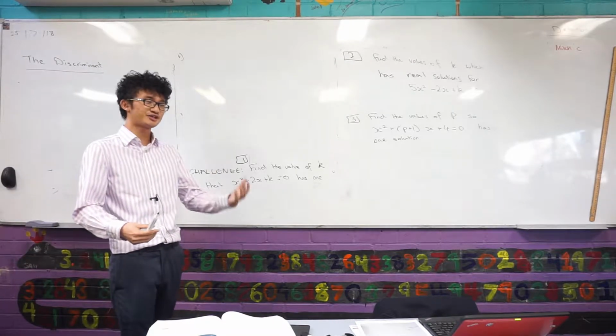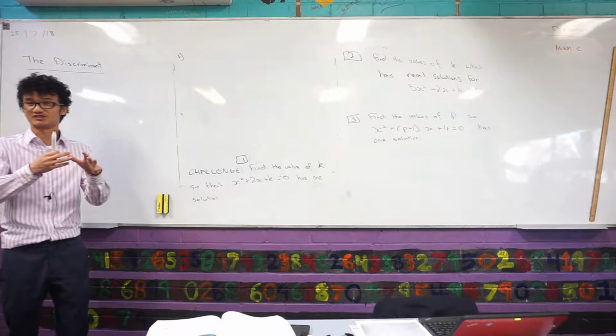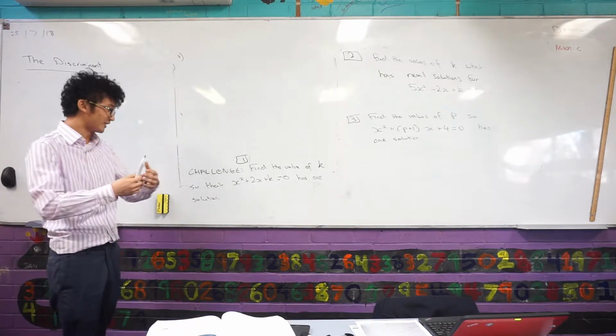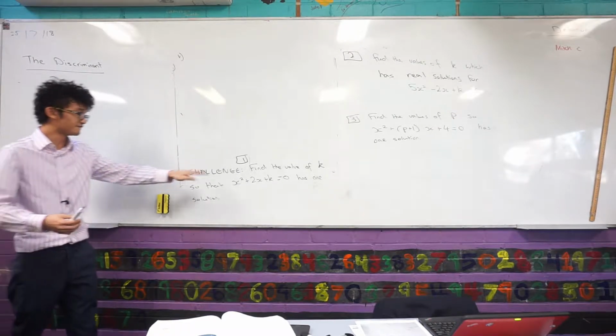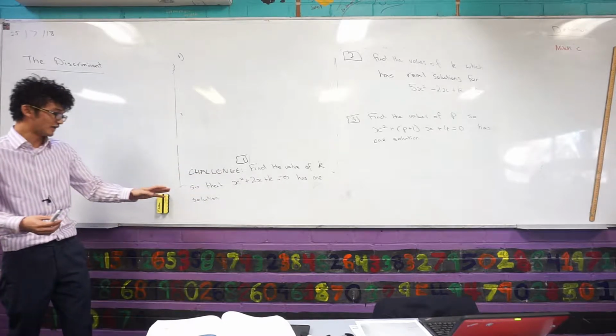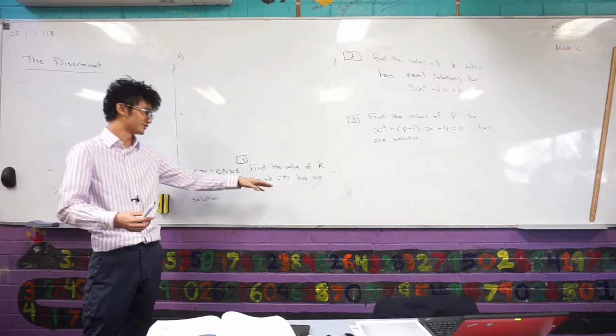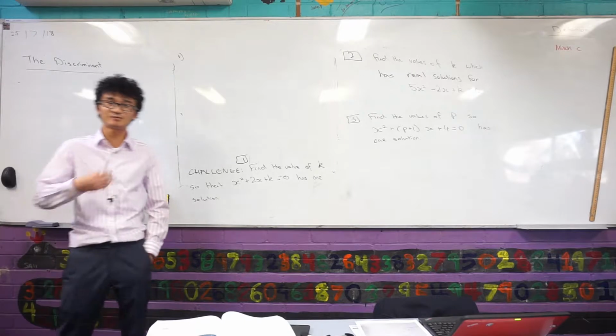Sometimes they can make it a bit trickier by changing the question slightly, but we can still use the same kind of tools, right? Look at this question. Find the value of k so that x squared plus 2x plus k equals 0 has one solution. So there's a couple of things going on here.